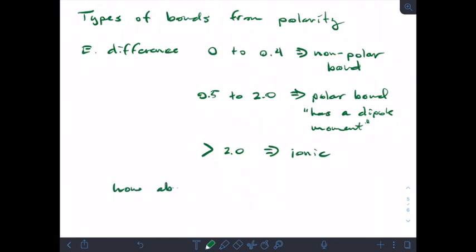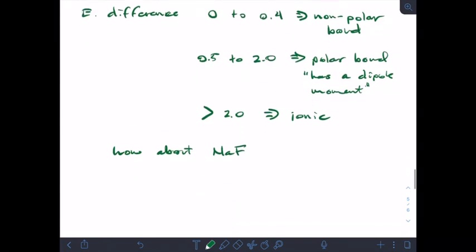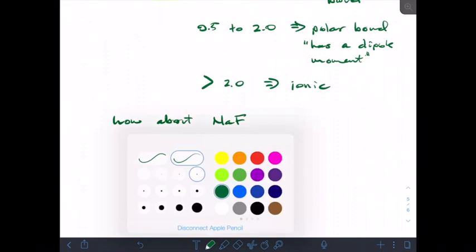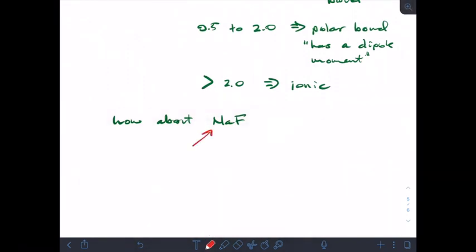How about the electronegativity difference in sodium fluoride? Sodium has an electronegativity value of 0.9. Fluorine is a 4.0, right? So we have a difference of 3.1. Totally ionic.